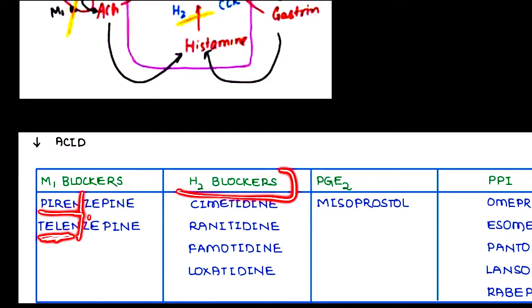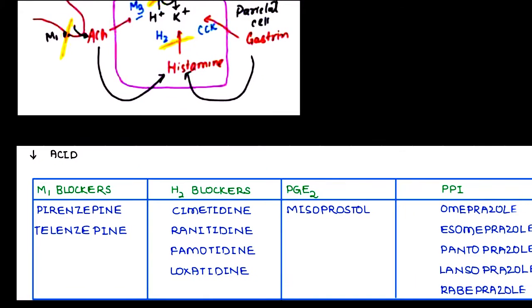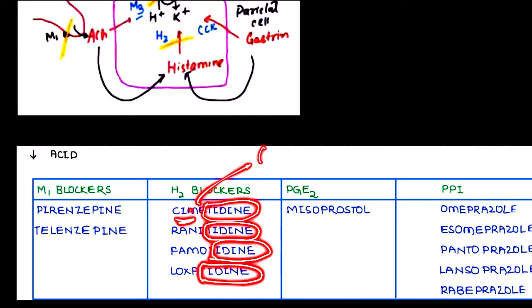Similarly, talking about H2 blockers, what are these? These are our cimetidine, right. These mainly end with tidine. These are cimetidine, ranitidine, famotidine and loxatidine. Now one important fact, this cimetidine is not used excessively because it has several side effects, and the most popular of them is gynecomastia.